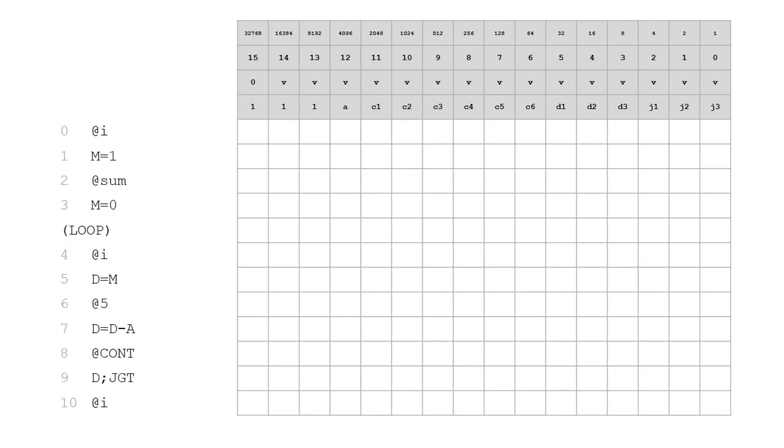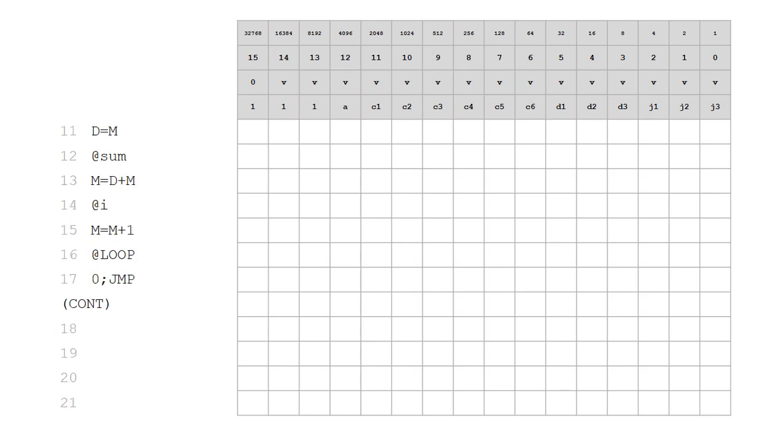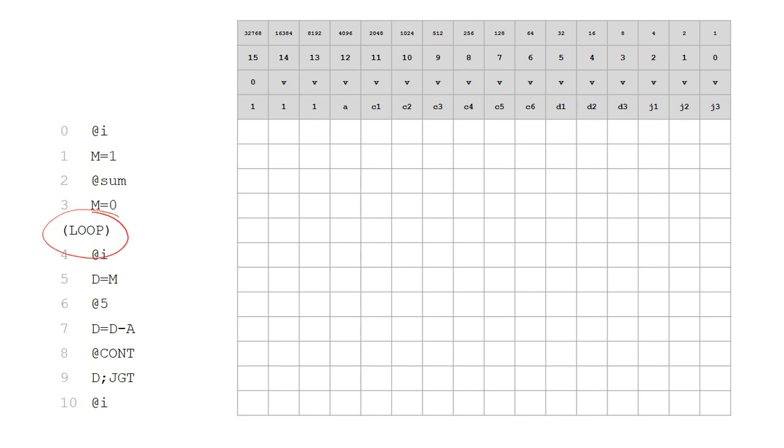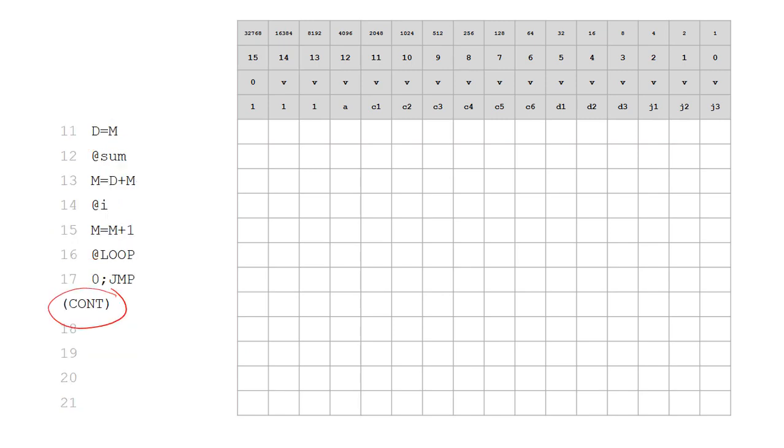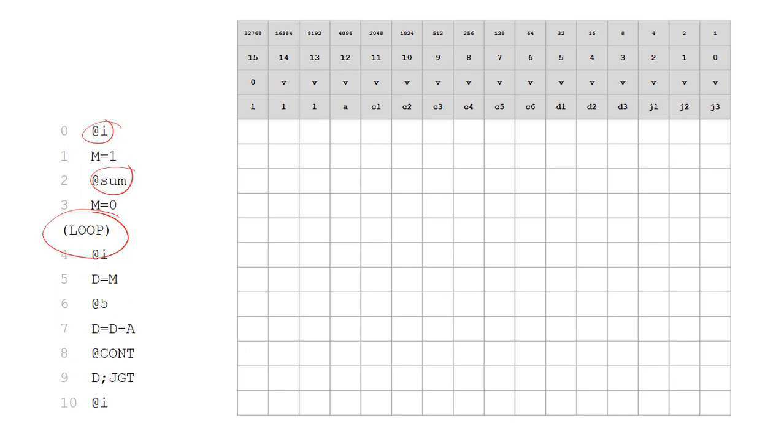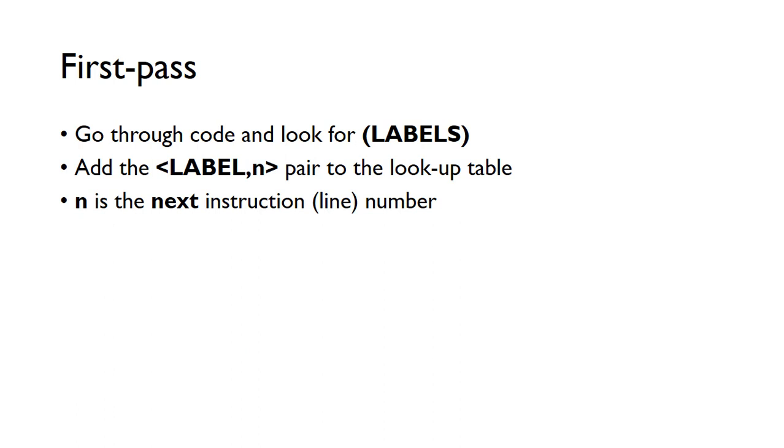In this example, it's a bit longer, and we can see we've got some user-defined symbols in. We've got some variables, we've got a loop, we've got a label in there. So this is a bit more involved to assemble. On the first pass, we're basically just looking through the code and trying to find any symbols, any user-defined labels. We just add the pair to the lookup table, where n is the next instruction number, or the line number.